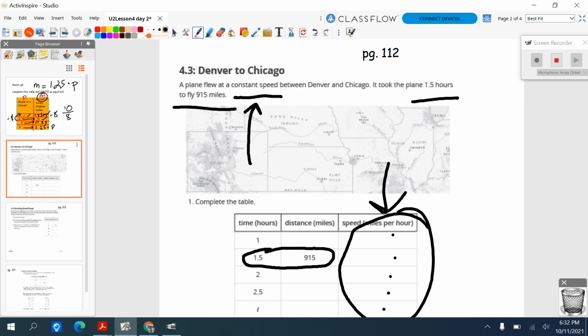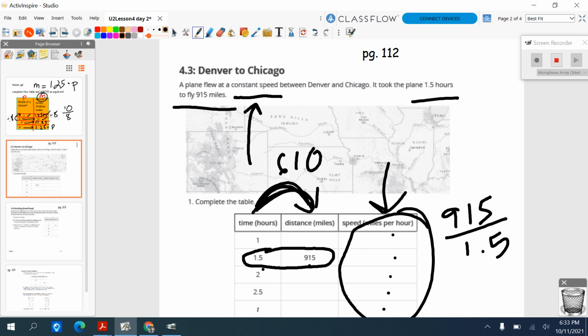It's proportional between time and distance. So we got to figure out, what are you multiplying time by to get to distance? So in this case, I see 915 and I see 1.5, and I'm just going to take 915 and divide by 1.5 to see what I'm multiplying 1.5 by. And on my calculator, 915 divided by 1.5, I get 610. That means every time you have an hour, you're multiplying by 610 to get the distance.